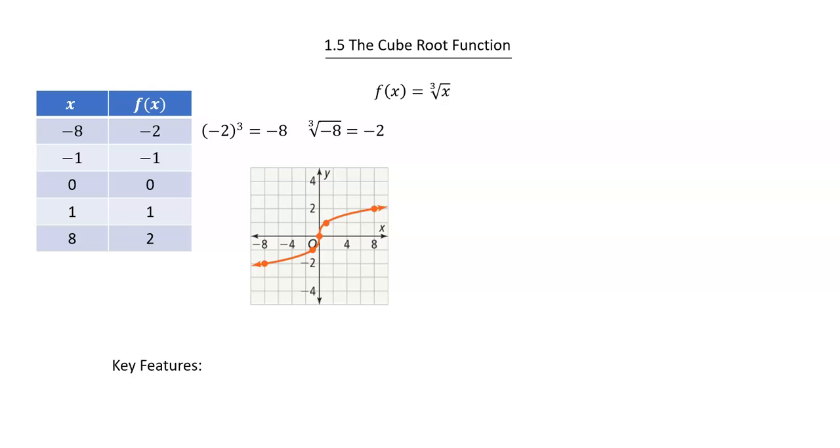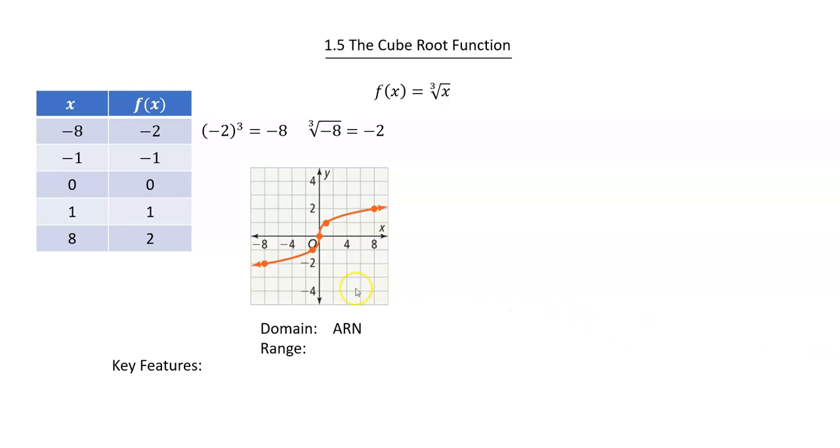So now we want to identify some of the key features of the cube root function. Our first set of key features is the domain and range. The domain is the x values, and we can see that the x values continue on for infinity to the left, so to -infinity. They continue on to positive infinity to the right. We can include 0. We can include integers, fractions, everything. So the domain is all real numbers.